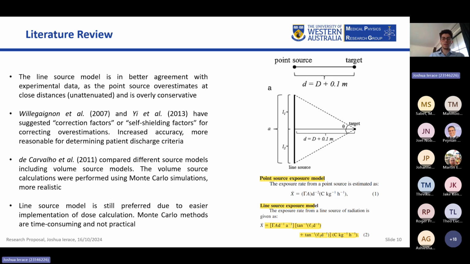Djukelic et al. compared different source models which included the volume source model. They found that the volume source model was more realistic than both the line source model and the point source model. They used Monte Carlo simulations to calculate the volume source models. Despite this, the line source model is still preferred due to its easier implementation of dose calculation. Monte Carlo methods are also too time-consuming and not practical for a per-patient release basis.